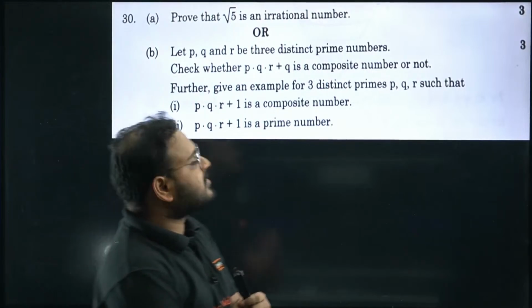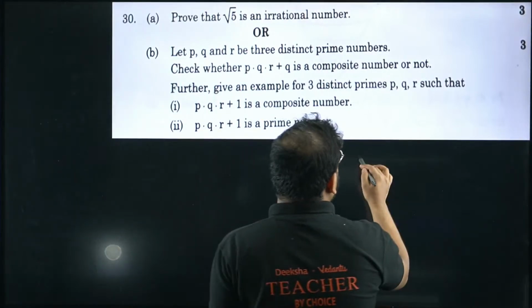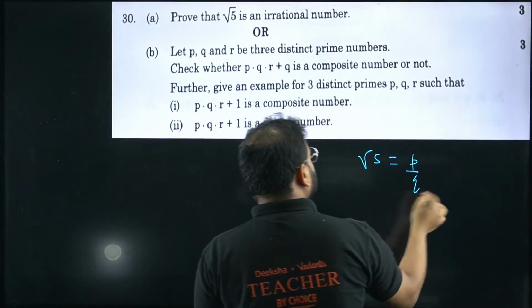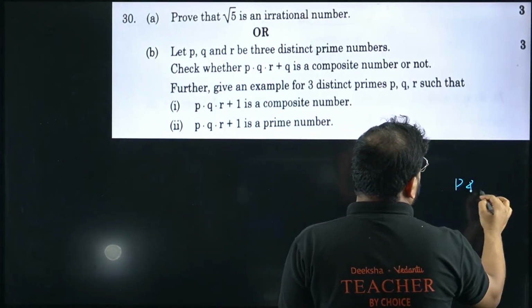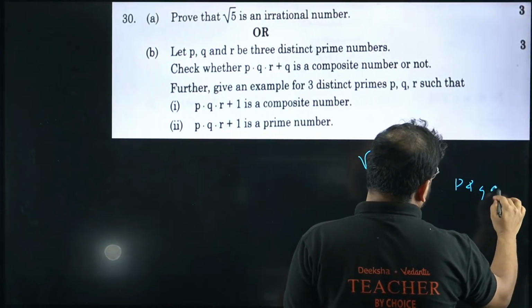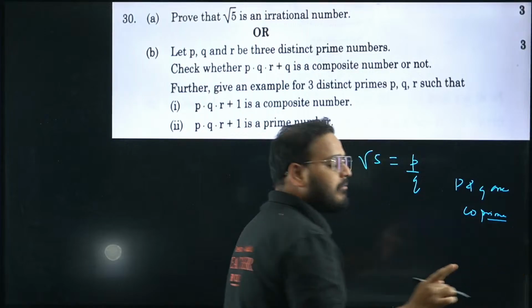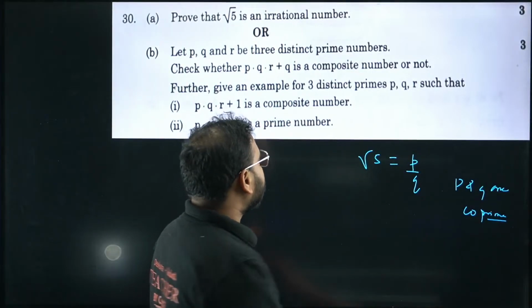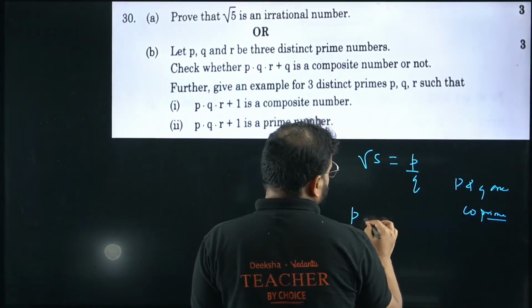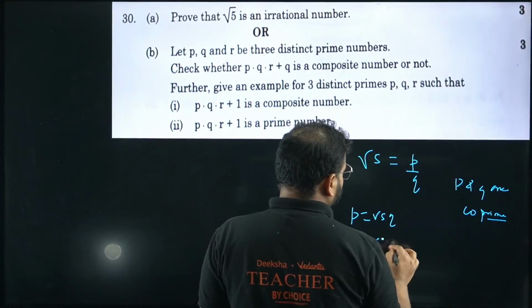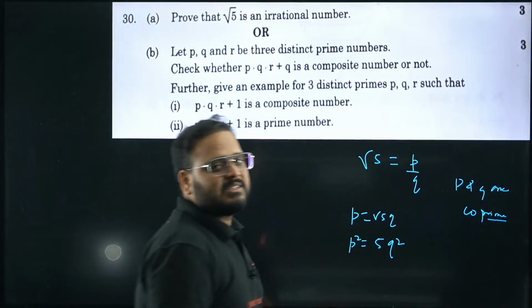Prove that root 5 is an irrational number. I don't have to do that, no? Please, I think all of you know this. Root 5 equals p by q. Okay. And simply you take this as, again, p and q are co-prime. It means no common factor other than 1. Okay. You're going to take this as p equals root 5 q. Squaring both sides you're going to get p square equals 5q square. Right. Same way continue this.